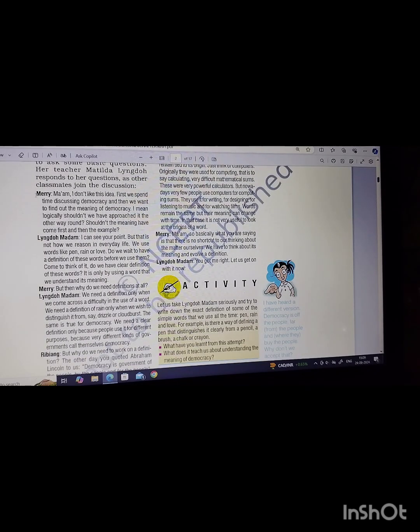So, let us see. Mary: Ma'am, I don't like this idea. First we spend time discussing democracy and then we want to find out the meaning of democracy. I mean, logically, should we not have approached it the other way round? Should not the meaning have come first and then the example? Lingo: Madam, I can see your point, but that is not how we reason in everyday life. We use words like pain, rain, or love. Do we wait to have a definition of these words before we use them? Come to think of it, do we have a clear definition of these words? It is only by using a word that we understand its meaning.